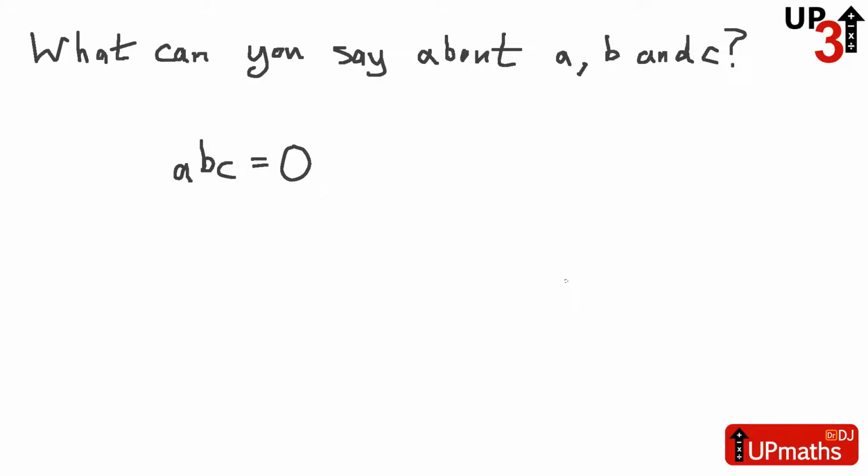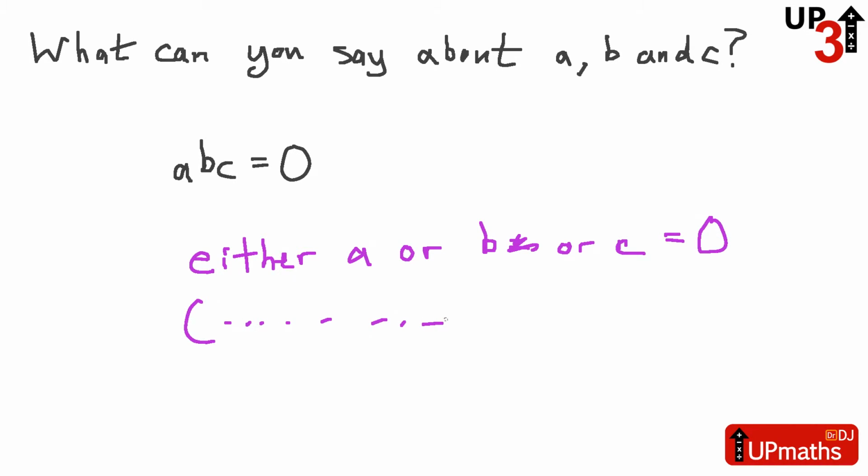This is the last question. What can we say about A, B and C? Well, we can say that either A or B or C equals 0. And if you want to get technical, you could put in brackets, and it's possible that more than one of them is equal to 0.